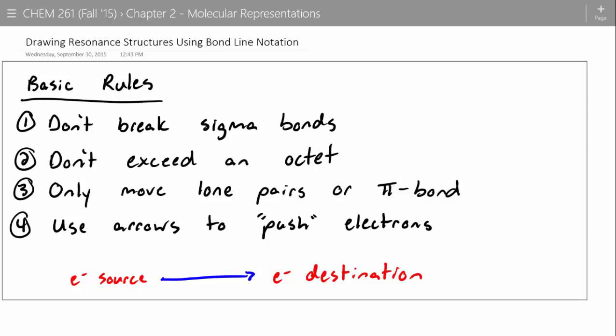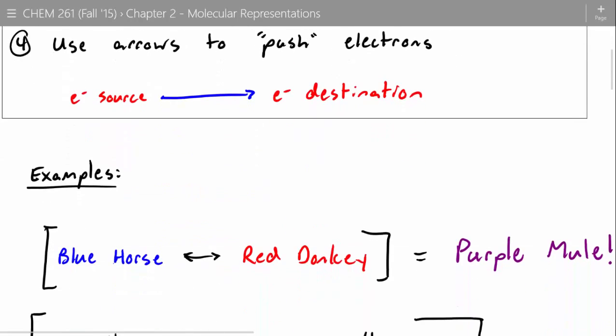Yeah, good question. So yesterday we said the basic rules were we can't break sigma bonds, we can't ever exceed an octet, and we only move lone pairs or pi bonds. And then the last one was we want to show the pushing of electrons by using these arrows. And we always want to start at our electron source and have the head of the arrow go to the electron destination.